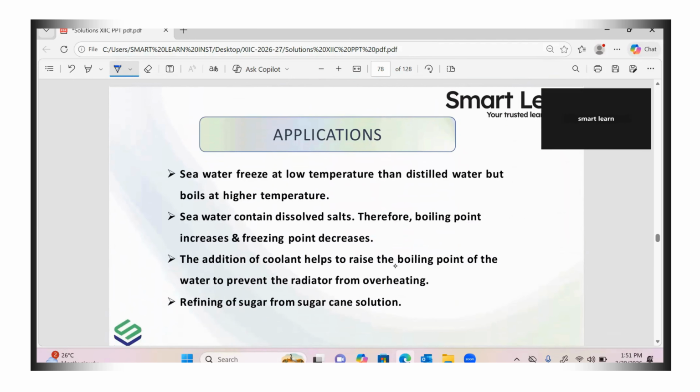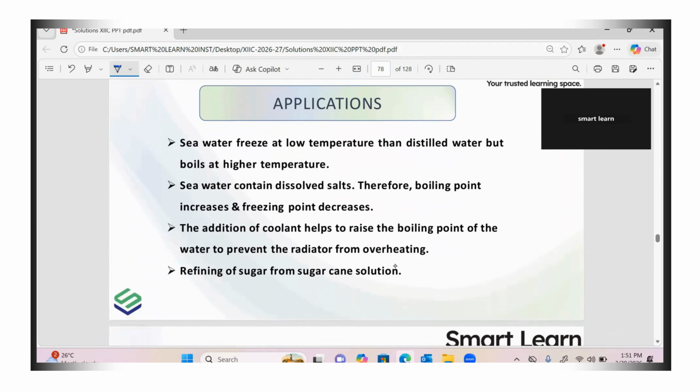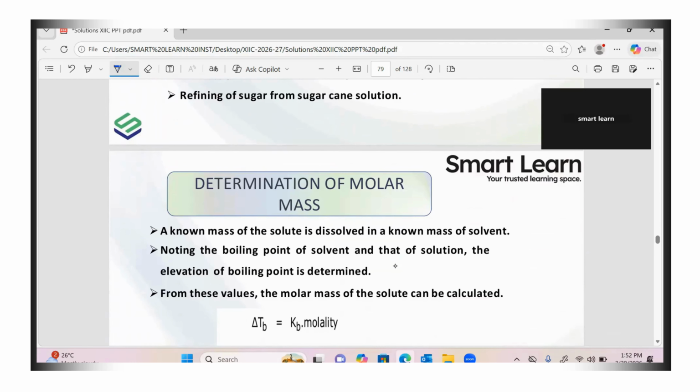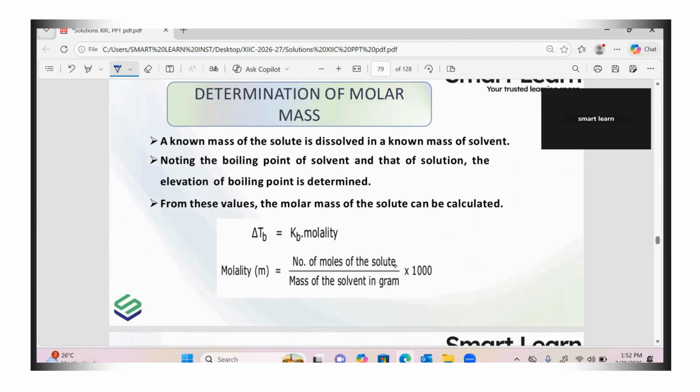Then next, there is an application. Just go through it. Seawater freezes at a lower temperature than distilled water, but boils at a higher temperature. Just go through it. Then we are going to discuss the determination of molar mass.